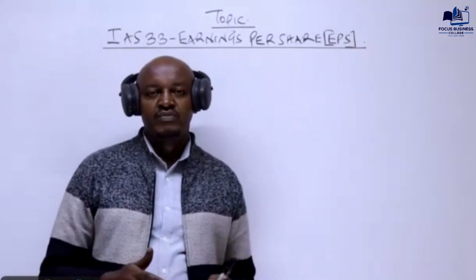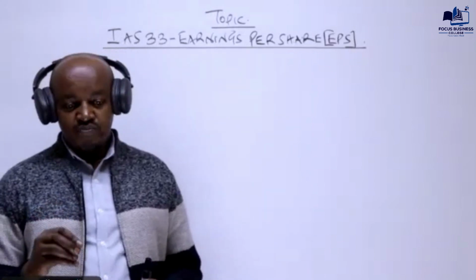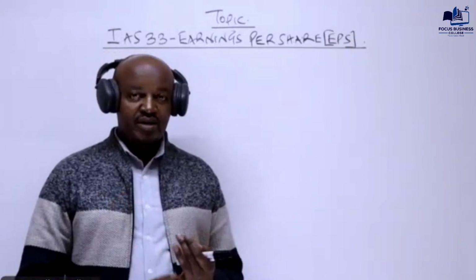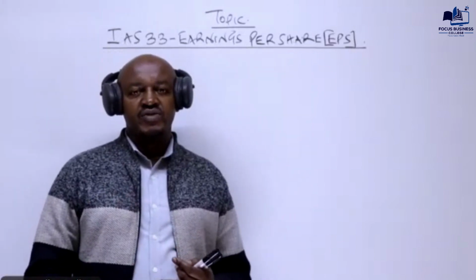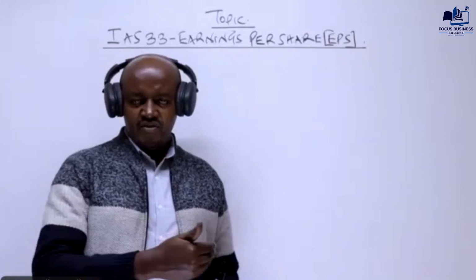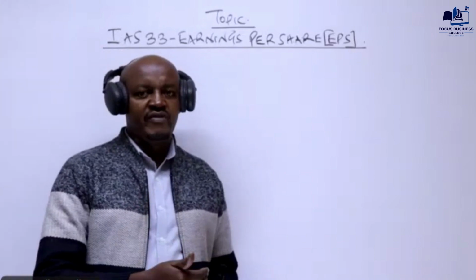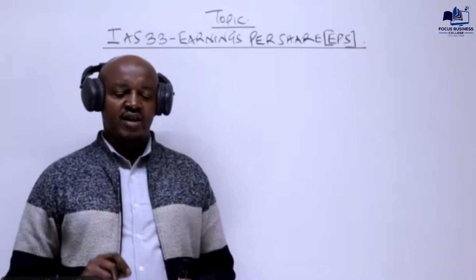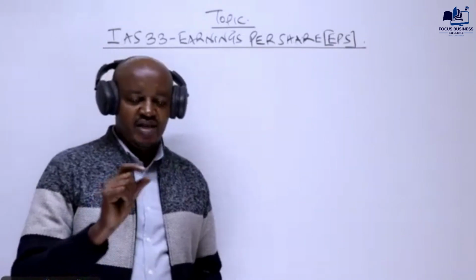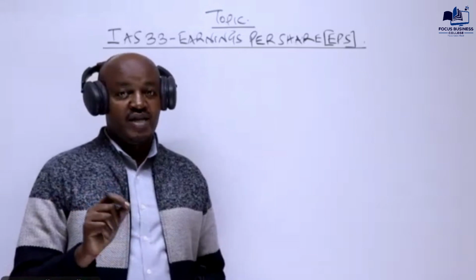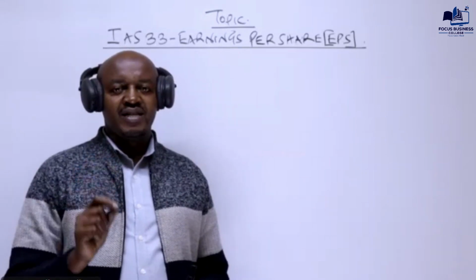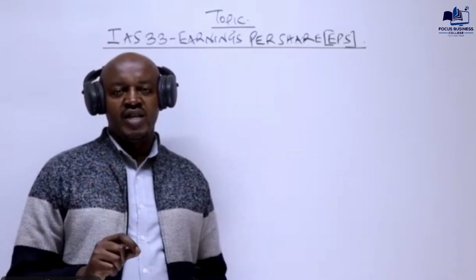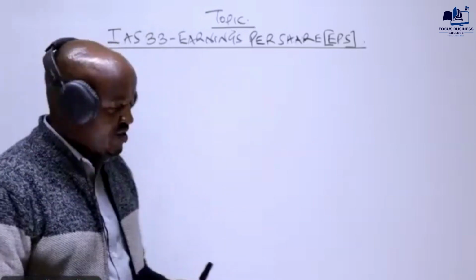In this topic, we are going to look at how we compute those two types of earnings per share, the basic earnings per share and the diluted earnings per share. But even before we look at how we compute them, we need first of all to ask ourselves, what is earnings per share? As the name suggests, this refers to the amount of profit, or the amount of earnings, which is attributable to each equity or ordinary share which has been issued by the company.